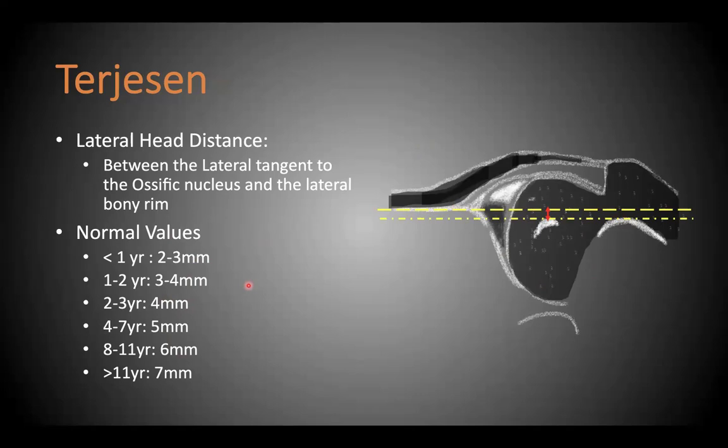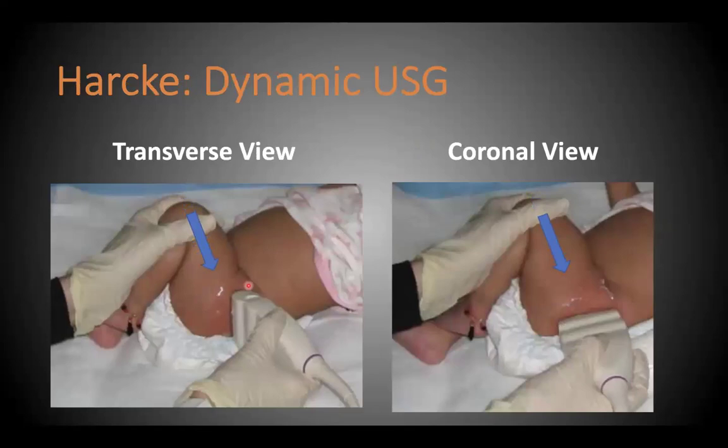So this measurement has actually fallen out of favor. Then there is a dynamic method of ultrasound by Harkey, in which he describes using a coronal view and a transverse view. And again, both of these are done in flexion and in extension. So you would have a coronal flexion view, a coronal neutral view, a transverse flexion view, and a transverse neutral view. And again, these are done static and dynamic.